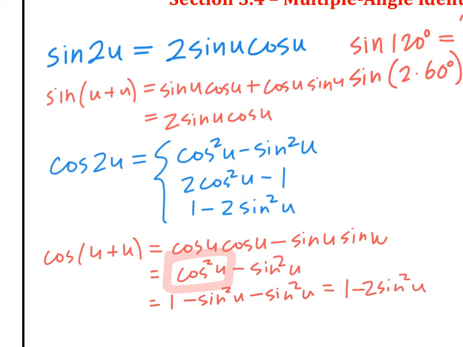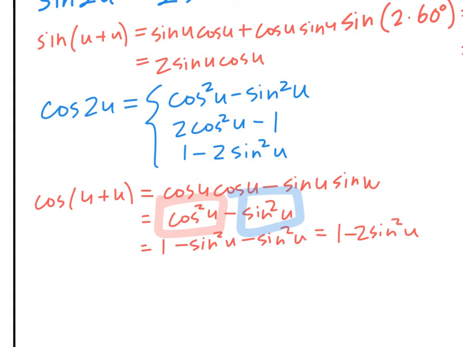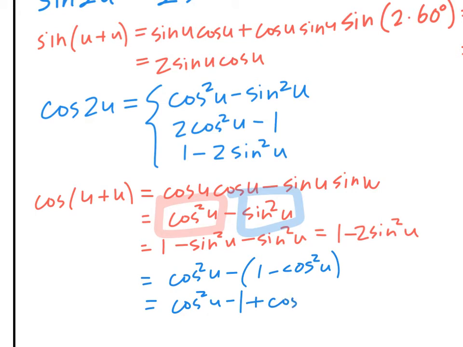How do I get to the other one? Change this instead. So sine squared is the same thing as what? 1 minus cosine squared. So I can do 1 minus cosine squared here. And then I would get cosine squared minus 1 plus cosine squared, which is 2 cosine squared minus 1. You guys with me? So you can get to all of these formulas from just the sine, cosine, cosine, sine part.